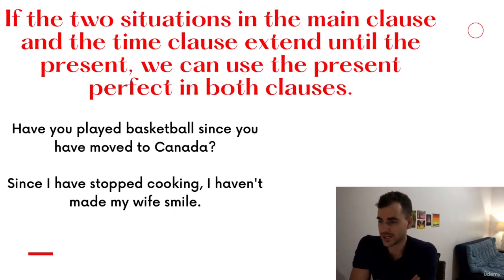If the two situations in the main clause and the time clause extend until the present, we can use the present perfect in both clauses. Have you played basketball since you have moved to Canada? Since I have stopped cooking, I haven't made my wife smile. Since we're using present perfect in both clauses or in both parts of the sentence, it implies that the situations both extend until the present moment.